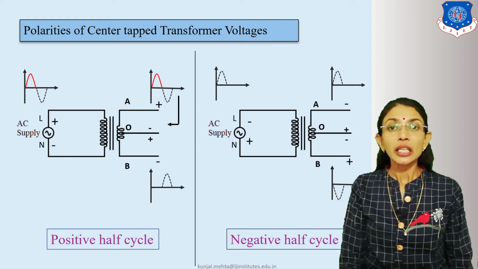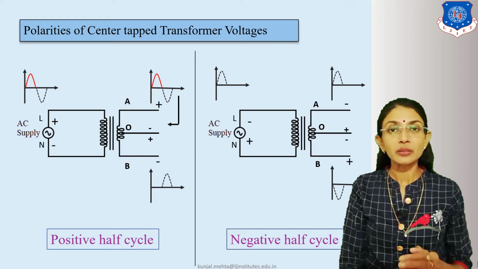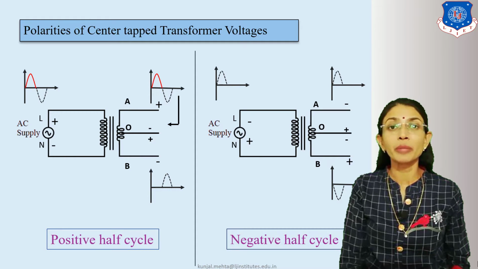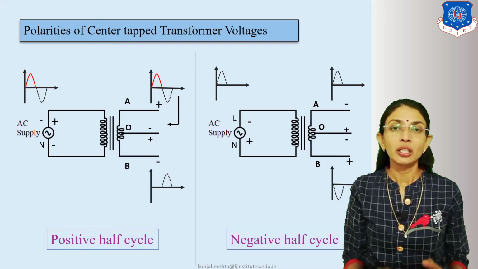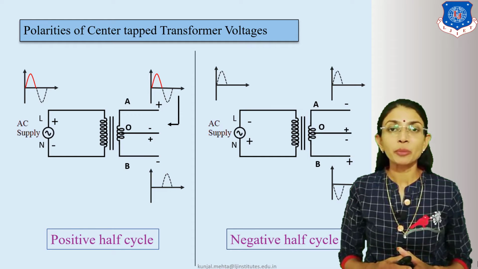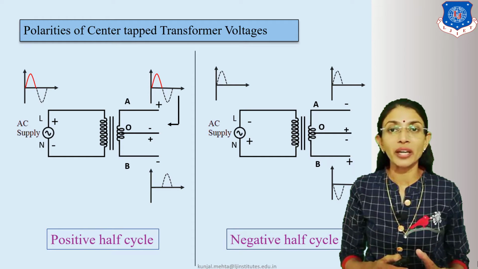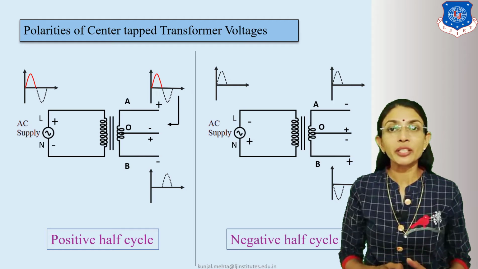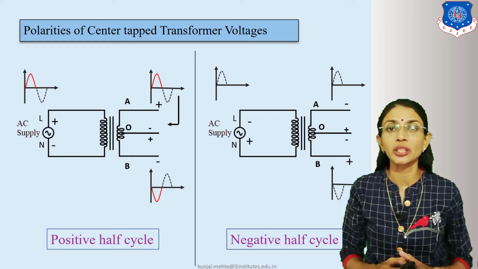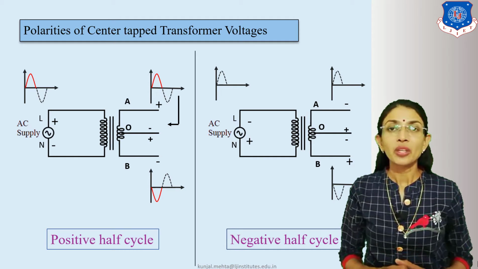Similarly, if the input is a positive half cycle, but I measure and collect the output waveform for the lower half of the center tap transformer, then O becomes positive and B becomes negative, and so I will have the reversed polarity of the output, so it will be the negative portion of the cycle.